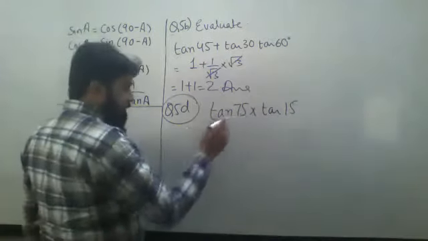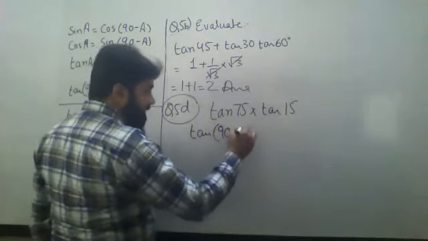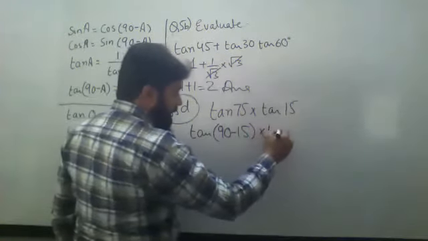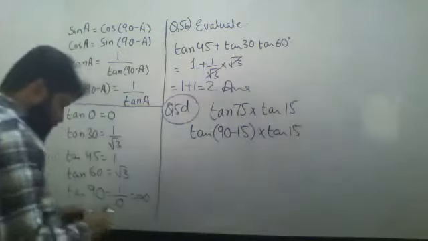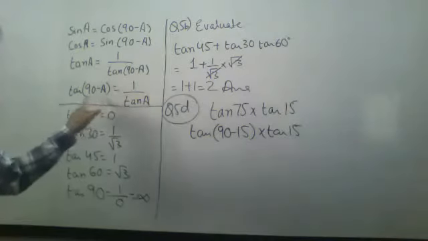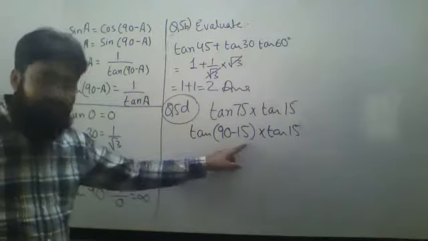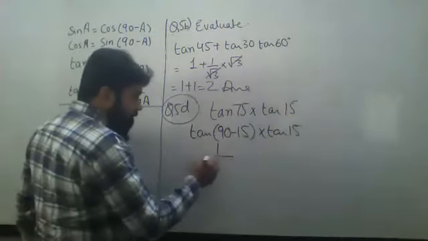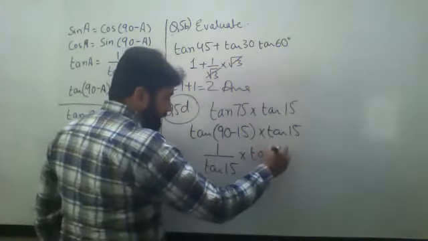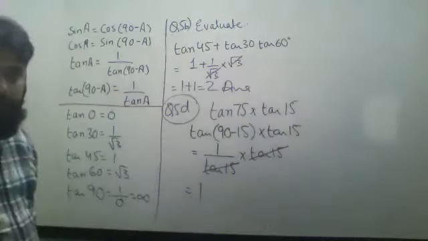So if I do this one, how will I write it? Tan (90 minus 15) is 75, into tan 15. Tan (90 minus A) will be equal to 1 over tan A. So tan (90 minus 15) becomes 1 over tan 15, into tan 15. Tan 15 and tan 15 cancel. The result will be 1.